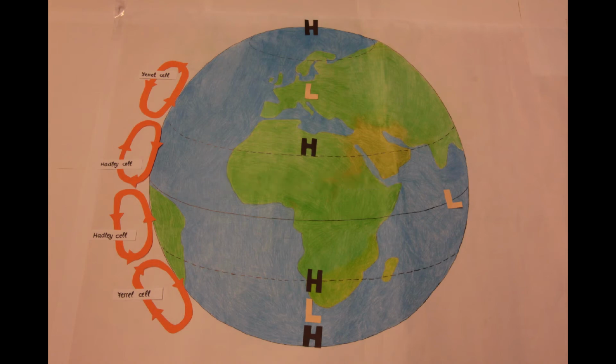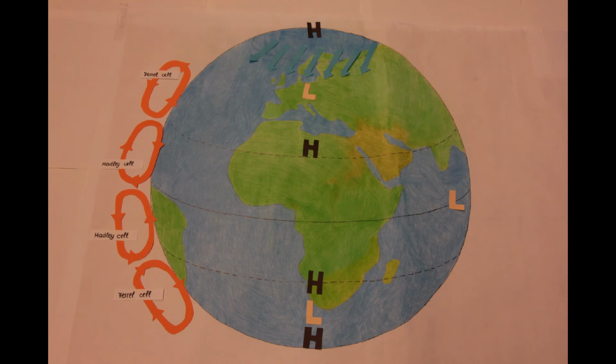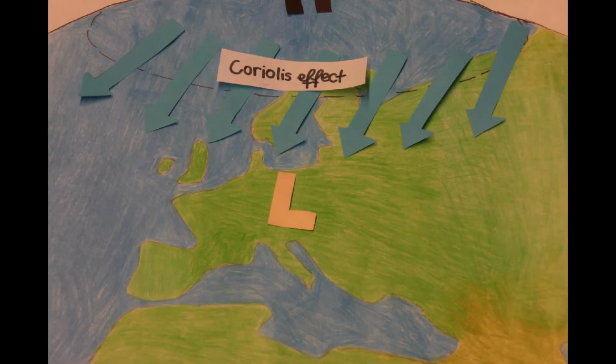A circulation like the Ferrel cell also takes place at the poles, where cold air moves from the high pressure zone at the pole to the low pressure zone at 60 degrees. Because of the Earth's anti-clockwise rotation, air is deflected to the direction the wind is blowing from. This is called the Coriolis effect.